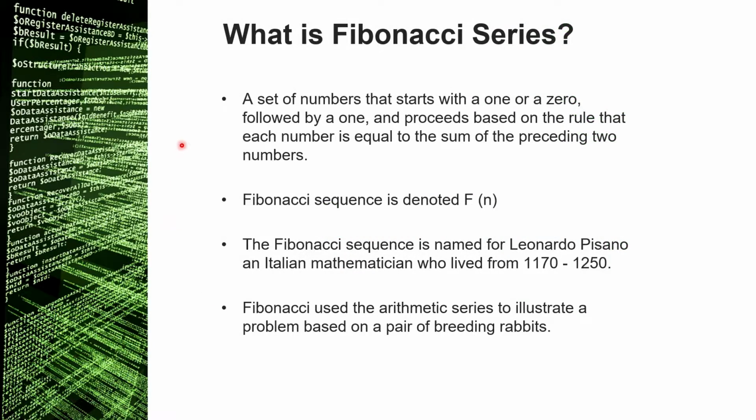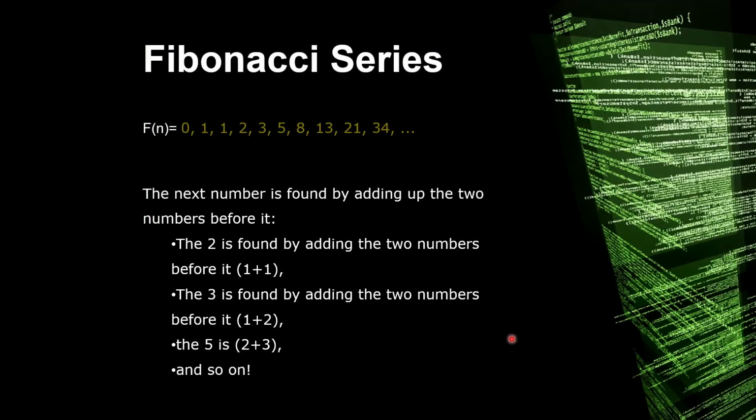The Fibonacci number sequence or series is a set of numbers that starts with a 0 or a 1 followed by a 1 and proceeds based on the rule that each number is equal to the sum of the preceding two numbers. The Fibonacci sequence is named for Leonardo Pisano, also known as Fibonacci, an Italian mathematician who lived from 1170 to 1250. Fibonacci used the arithmetic series to illustrate a problem based on a pair of breeding rabbits.